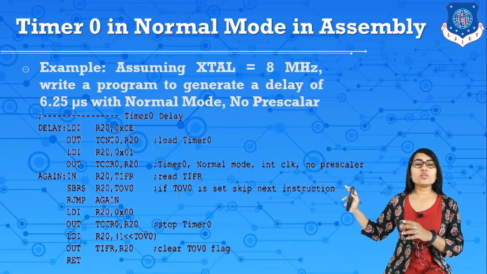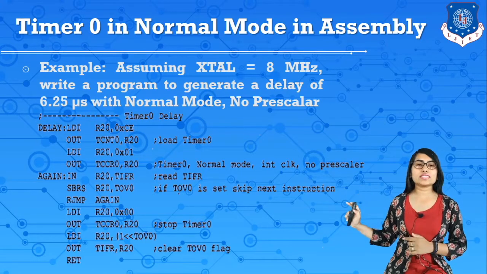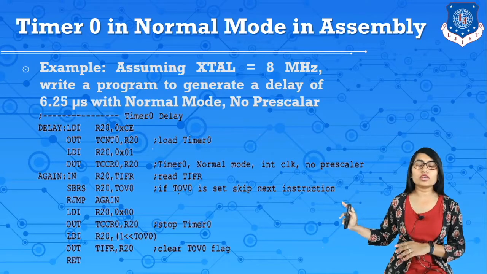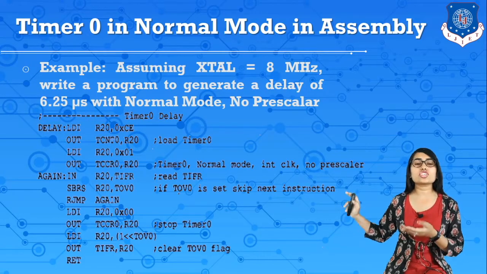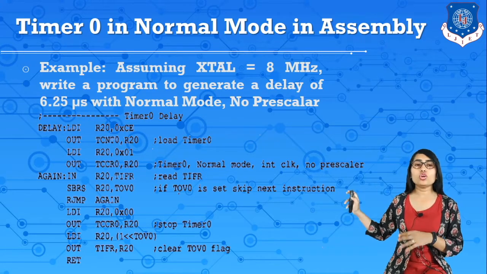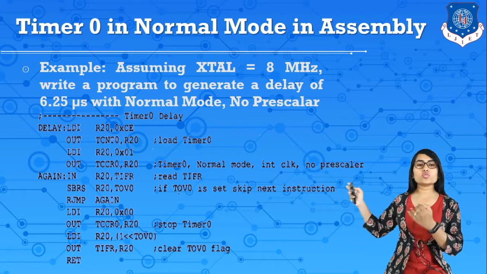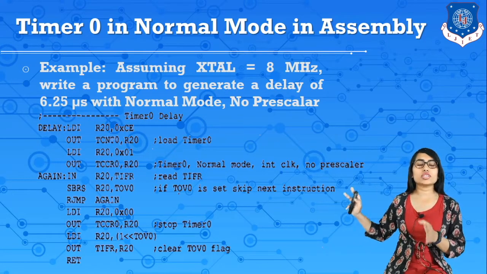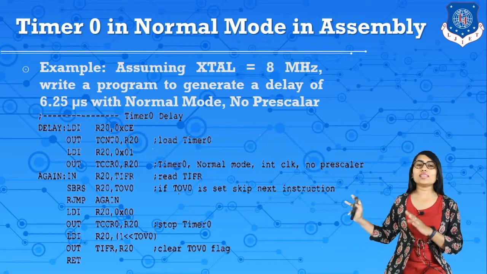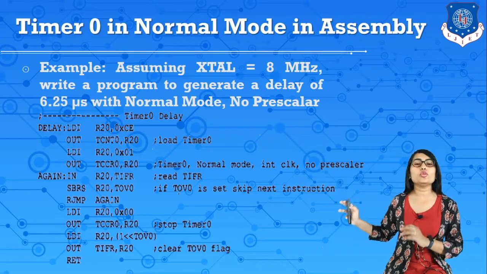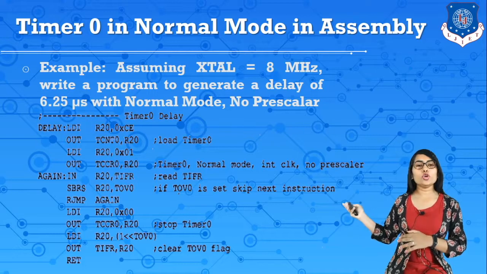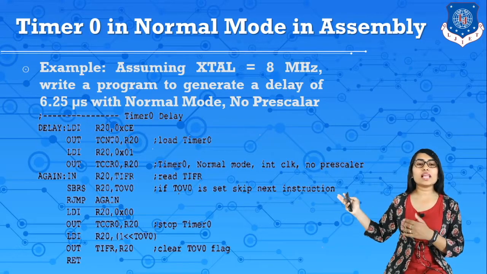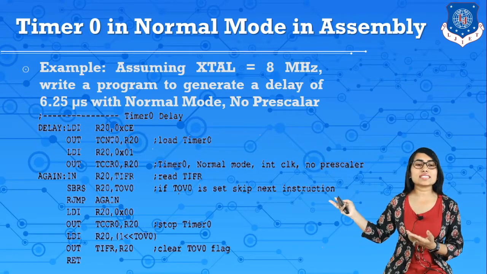Now next we want to load a value in TCCR0. So again load the value in the R20 register, so R20 is equal to 01. Now load this value in TCCR0, so TCCR0 is equal to 01. That means timer 0, normal mode, internal clock and no prescaler. These values we calculate from the bits of TCCR0.